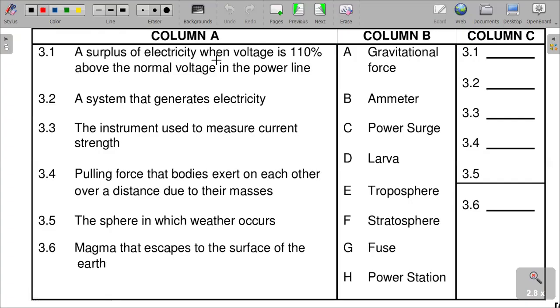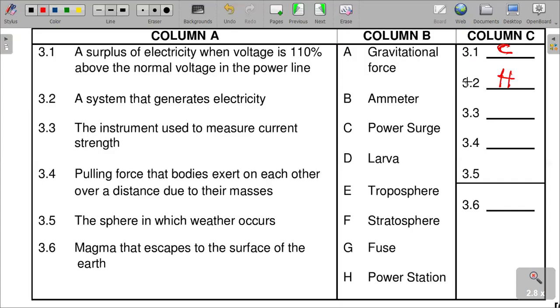So surplus of electricity when voltage is 110% above the normal voltage in the power line, we call that what? Power surge. It's called power surge, which is letter C. And then a system that generates electricity is a power station. It's a power station, which is H. Power station generates electricity. It's a system that generates electricity. It's H.